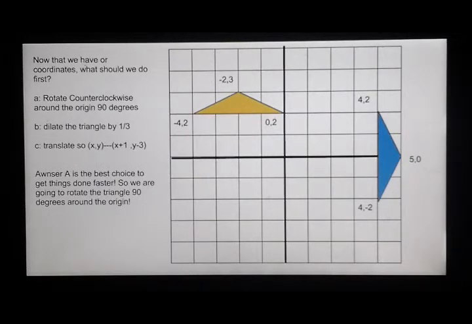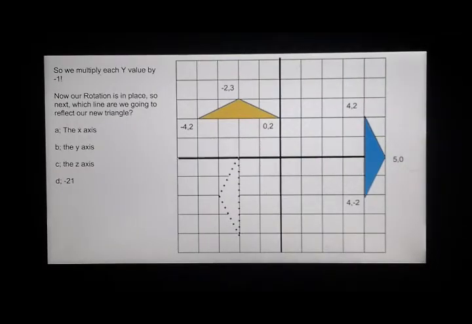Answer A is the best choice to get things done faster, so we are going to rotate the triangle 90 degrees around the origin. So, if we follow our rotate 90 degrees rule, we multiply each y value by -1. Now that our rotation is done, shown by the dotted line triangle, what are we going to do next?